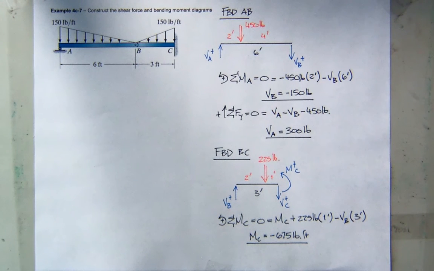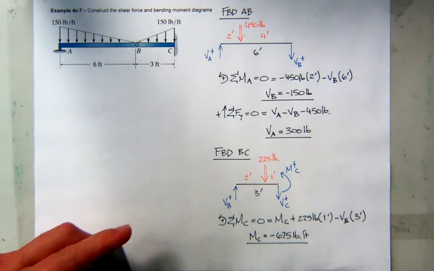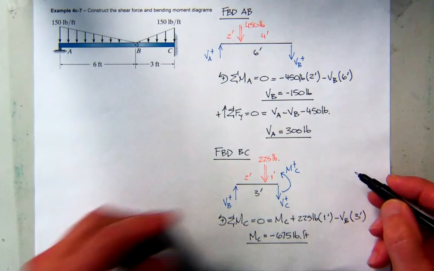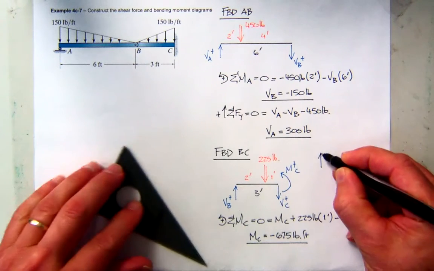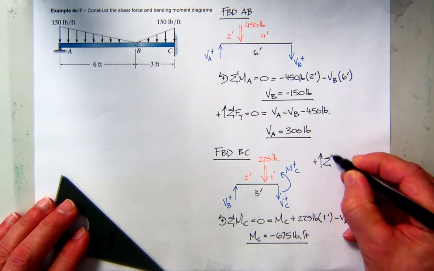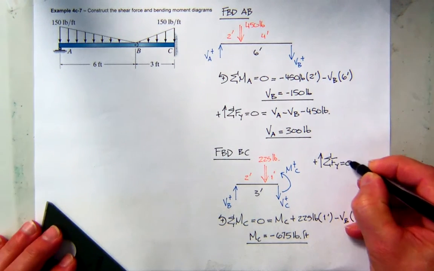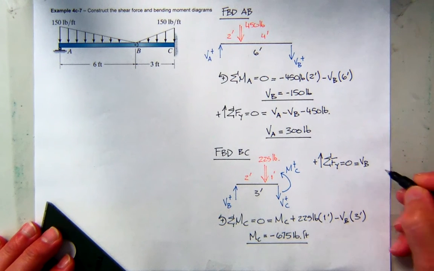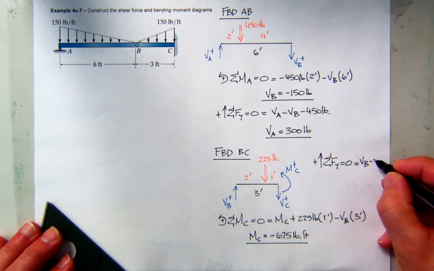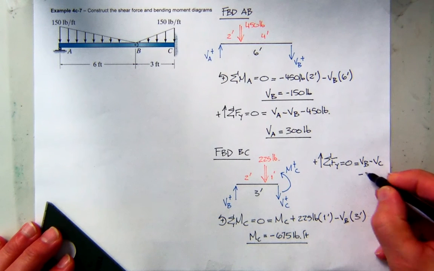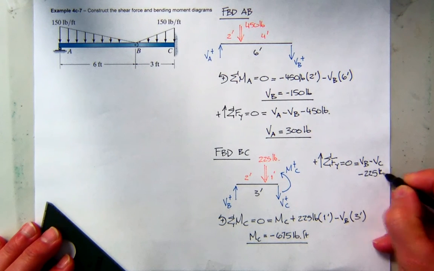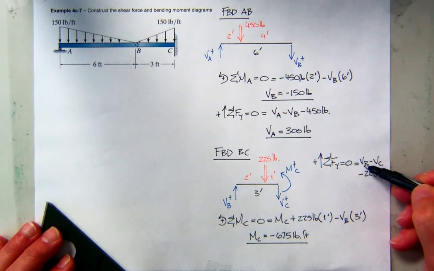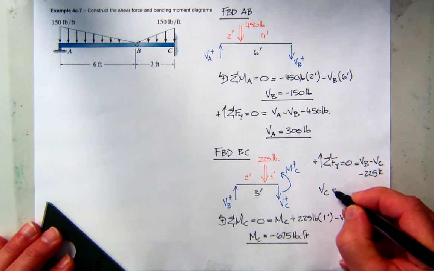What else do I need? Shear at C. I'm kind of running out of space down here. Can I stick it over here in this corner? Is that okay? So I'll come back and sum forces in the y direction. What do I have? Well, I've got my shear force B is up. My shear force C is down. My load is down. Remember, shear force at B is negative. Plug that in there. So what is my shear at C equal to?